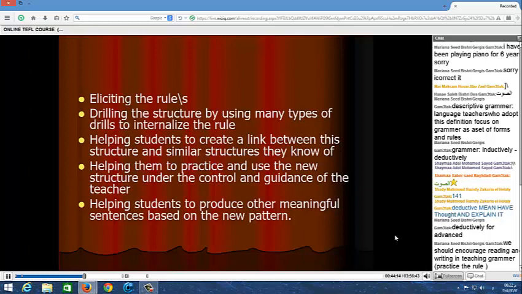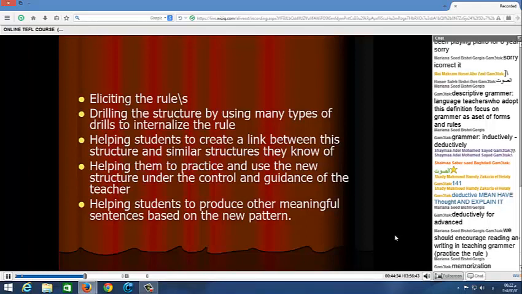Helping students to create a link between this structure and similar structures they know of, that has been presented before, helping them to practice and use a new structure under the control and guidance of the teacher. They say sentences of their own, but under the guidance of the teacher, with the help of the teacher.